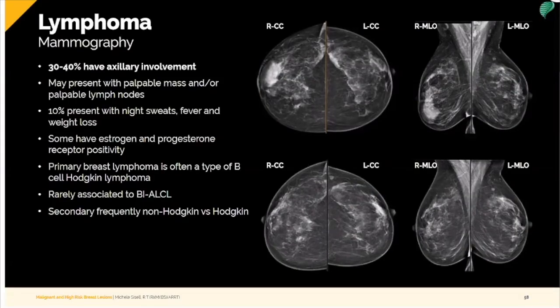Lymphoma may be present mammographically as a palpable mass or palpable lymph nodes in the axillary region. 10% of patients will present with night sweats, fever, and unexplained weight loss. Some will be hormone positive for estrogen or progesterone. And we'll talk a little bit more about estrogen and progesterone receptors in a bit. Primary breast lymphoma is typically a B cell type of non-Hodgkin lymphoma. Rarely it can be associated to breast implants and the autoimmune disease BIALCL, or breast implant anaplastic large cell lymphoma. Secondary lymphoma of the breast is more frequently found to be non-Hodgkin lymphoma versus Hodgkin lymphoma.